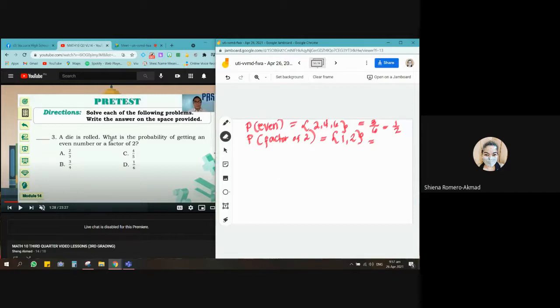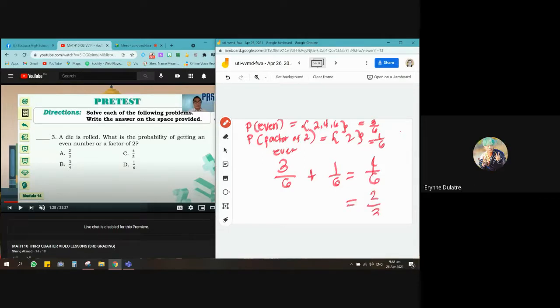When I say a factor of 2, it can be 1 or 2. Okay? So we consider only one of them. Let's say it can be 1 or it can be 2. A factor, only one. So it can be 1 or 2. So we can say this is 1 over 6. We won't reduce it to lowest terms. So for even, that's 3 over 6. Plus the factor of 2, that's 1 over 6. And this will give us 4 over 6, or simply 2/3. 1/2 po. Yeah.